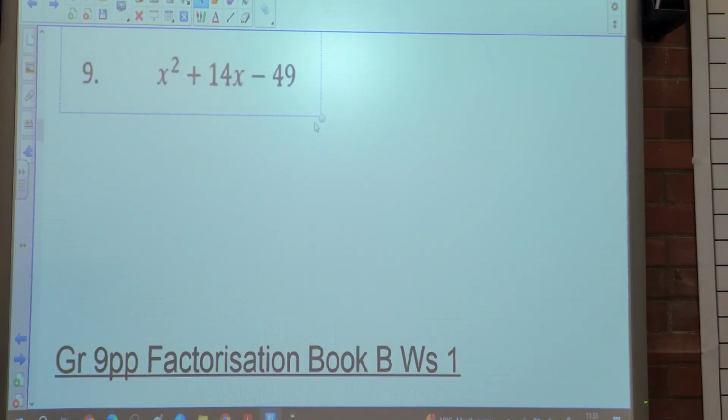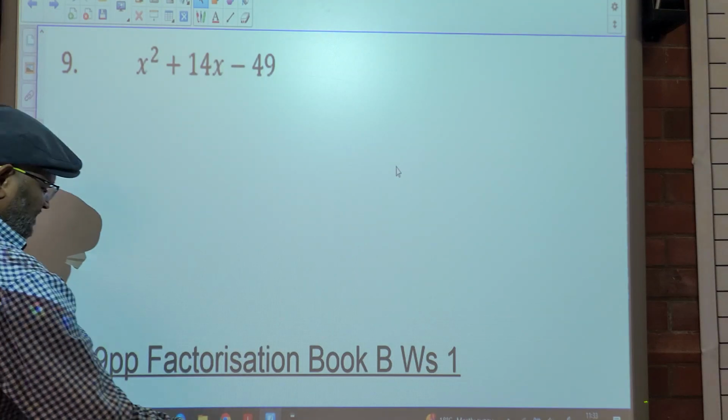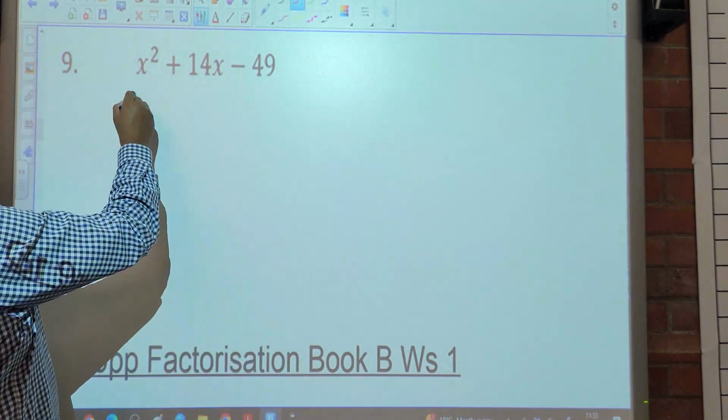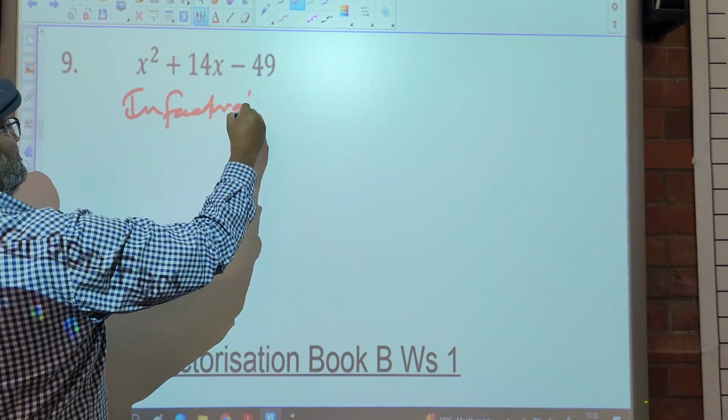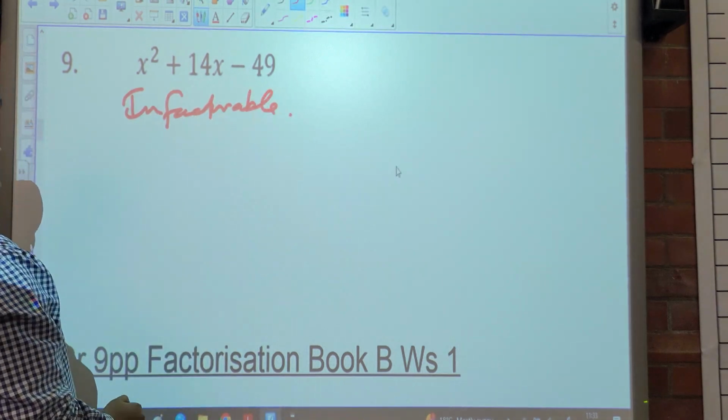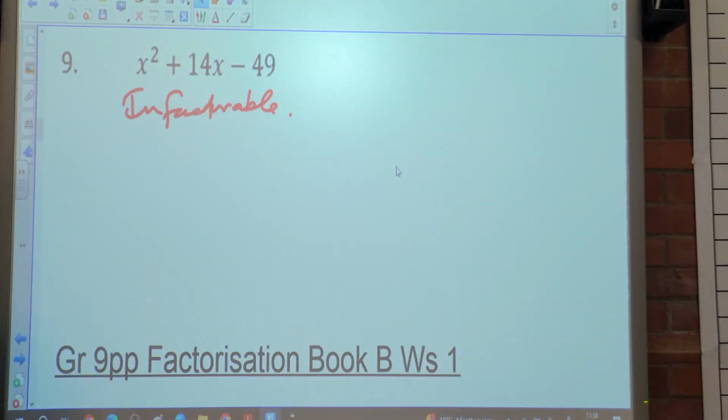Number 9. X squared plus 14x minus 49. Are there 3 terms? Yes. Are the first and last term perfect squares? No. So it's infactorable. Is that correct? Infactorable, it cannot be factorized. Okay.